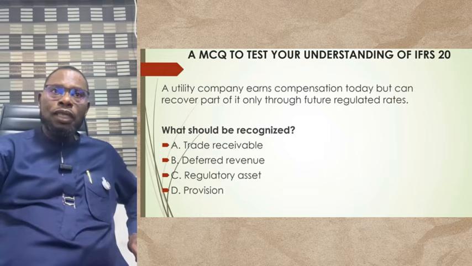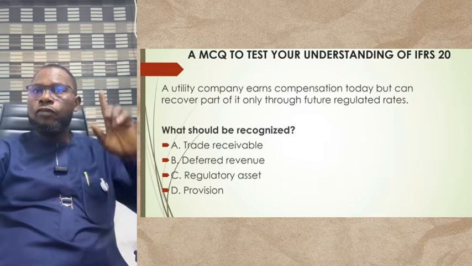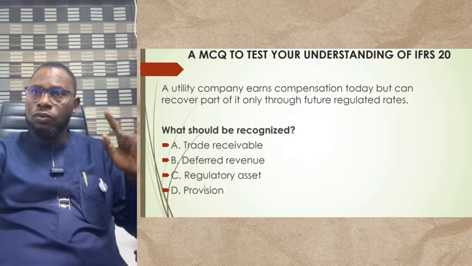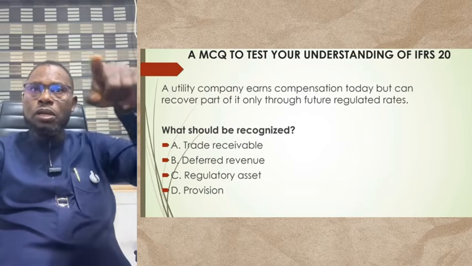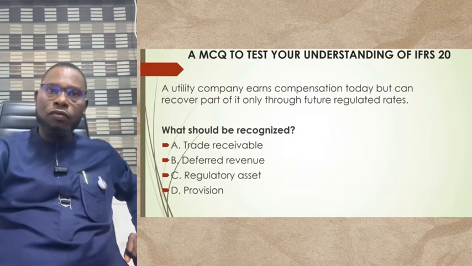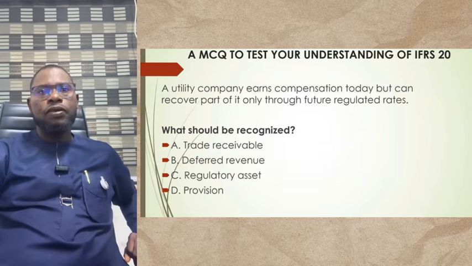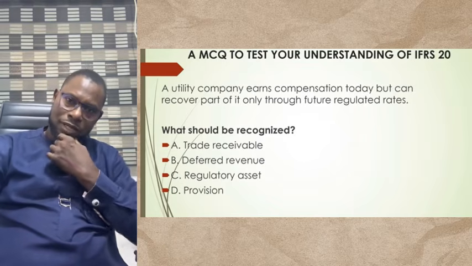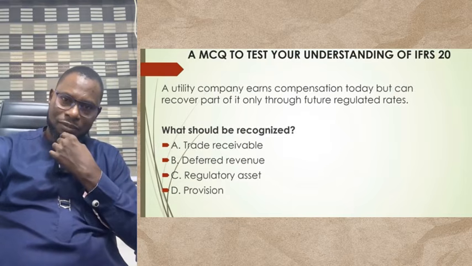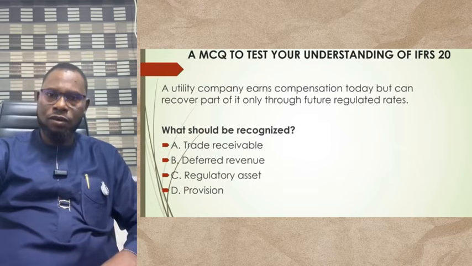So we're saying a utility company earns compensation today, but can recover part of it only through future regulated rates. There's a regulator that says you can recover part of it only. You can only recover part now, but the other part is only through future regulated rates. So what should be recognized? A, trade receivable. B, deferred revenue. C, regulatory asset. D, provision. Do you have the correct answer? Score yourself. Did you get it? The correct answer is regulatory asset. If you got this correctly, it means that you're doing very well.